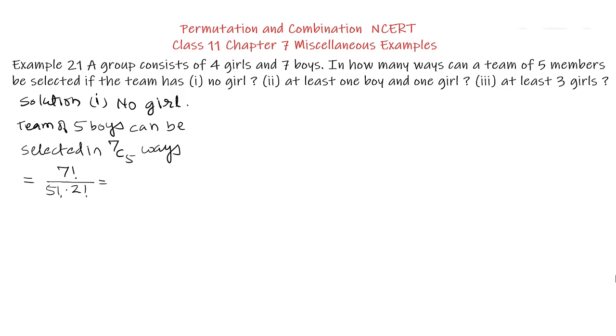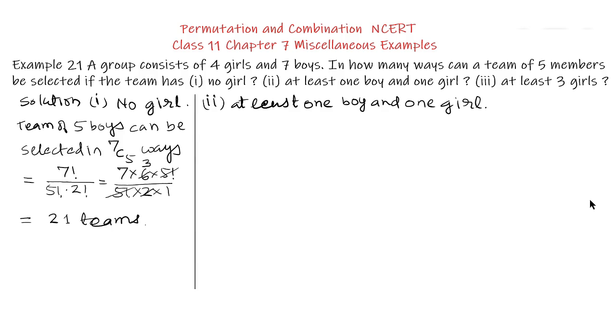That comes out to be 7 factorial, which can be written as 7 into 6 into 5 factorial, divided by 5 factorial into 2 factorial, which can be written as 2 into 1. So the 5 factorial of the numerator cancels the 5 factorial of the denominator, and 2 cancels the 6 three times. So this comes out to be 7 times 3 equal to 21 teams. So part 1 has the answer 21 teams, when no girl is selected and all 5 boys are selected out of 7 boys.